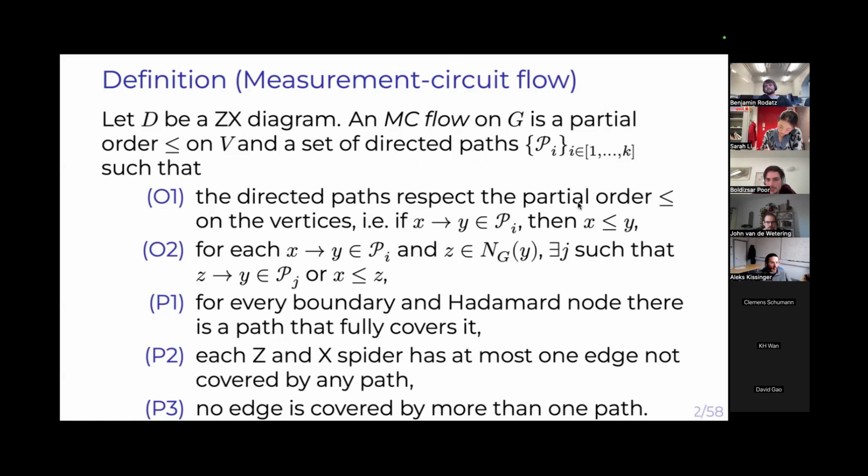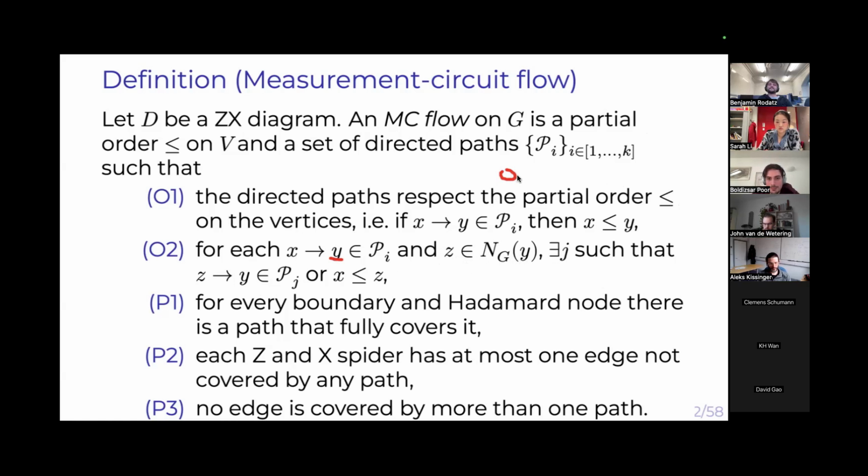So the directed paths respect the partial order on the vertices. Each element in the directed path is, and so this is a bit complicated. This is, and for each neighbor of y, so each neighbor of the successor, such that the z goes to y. So I think this is easier to just draw it.